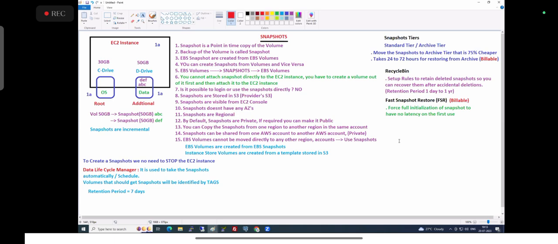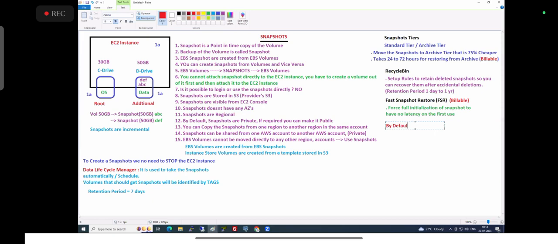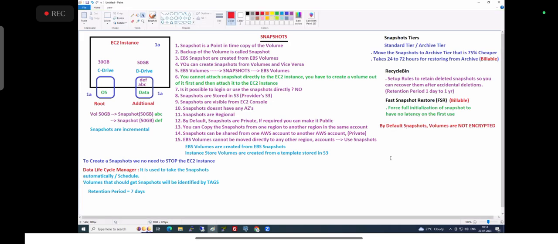Okay, so guys, by default, the volume, snapshot, all these are encrypted. No, by default, not encrypted. By default, snapshots and volumes are not encrypted. Guys, by the way, why do we need encryption? For security purposes, correct? You have a lot of data in the volume. The volume can be encrypted? Yes. By default, is it encrypted? No.